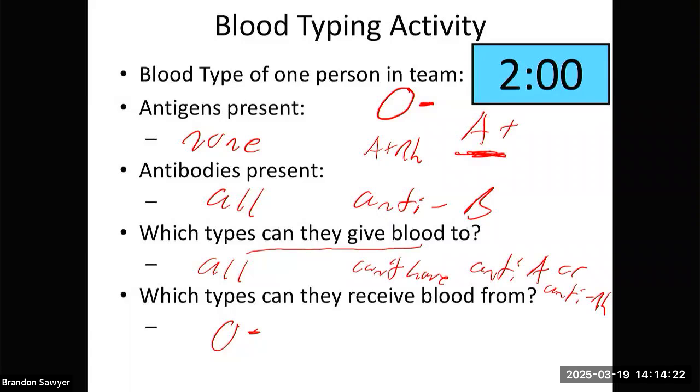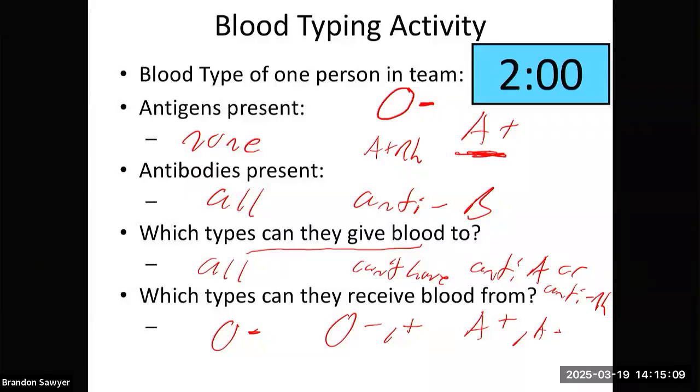Okay. And then which types could they receive from? So now we need to think about the antibodies present. What's one type of blood that someone with A positive can't receive? Yeah, B positive, B negative, right? Because of the antibodies present. Can't receive B positive, or AB positive or AB negative, as long as that B is there, right? So the ones they can receive would be any of the O's, O negative, O positive, or any of the A's, A positive, A negative.